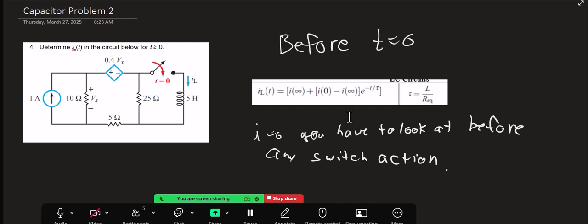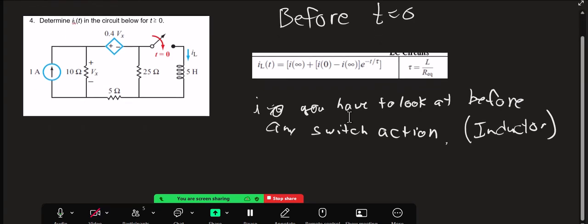Because right when the switch changes, this whole circuit may change, but whatever current you had through the inductor can't change instantaneously. So even if you think, oh, well, it has to have a current because it's connected, if it didn't have a current before, it's not going to have a current right after. And so for I equals 0, you have to look at before any switch action. That's for an inductor. If it was a capacitor, that would be for voltage. That's what you'd have to do.